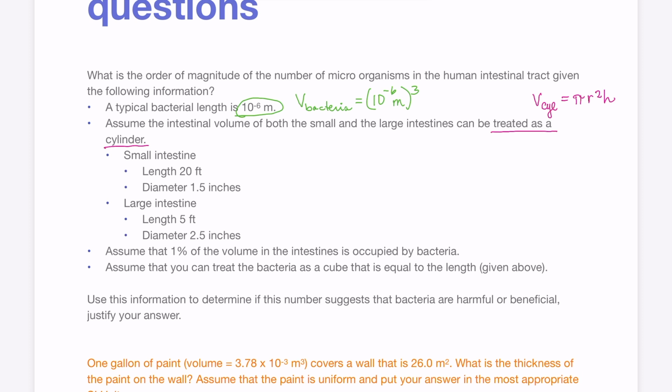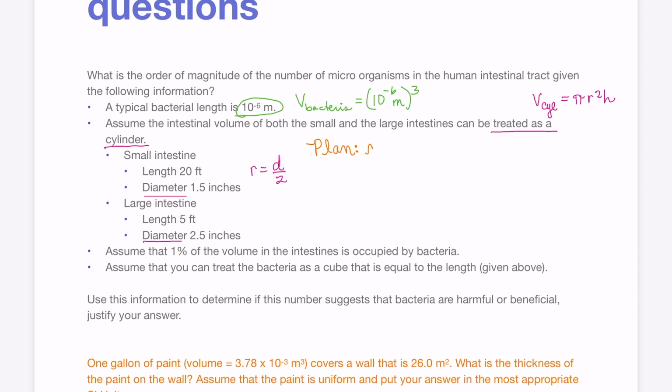And we can treat the intestines as if they are cylinders. So I can use the cylinder formula from the equation sheet, and we're going to have to calculate the volume of the small intestine and the volume of the large intestine. We're given diameters, so those need to be converted into radii in order to use the formula.